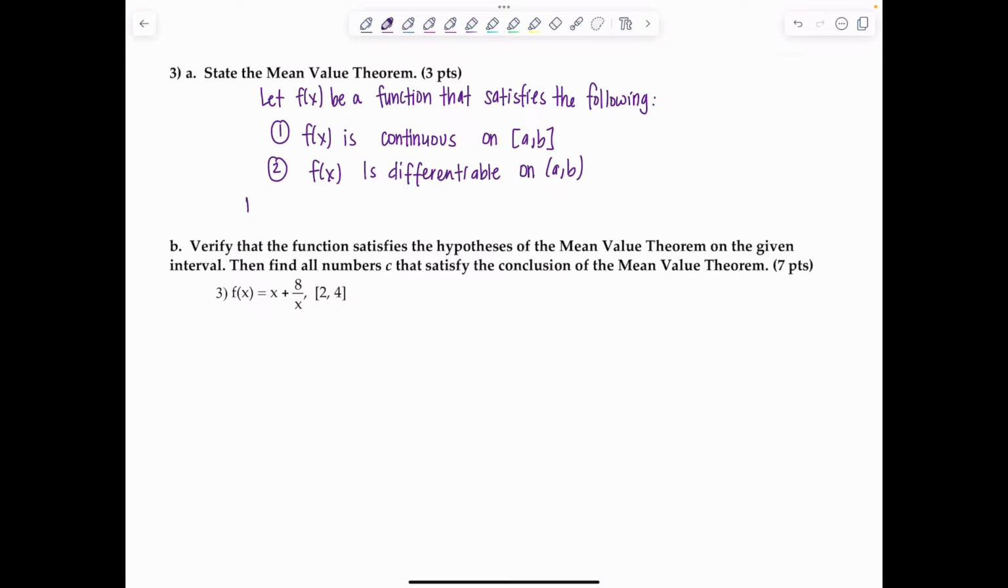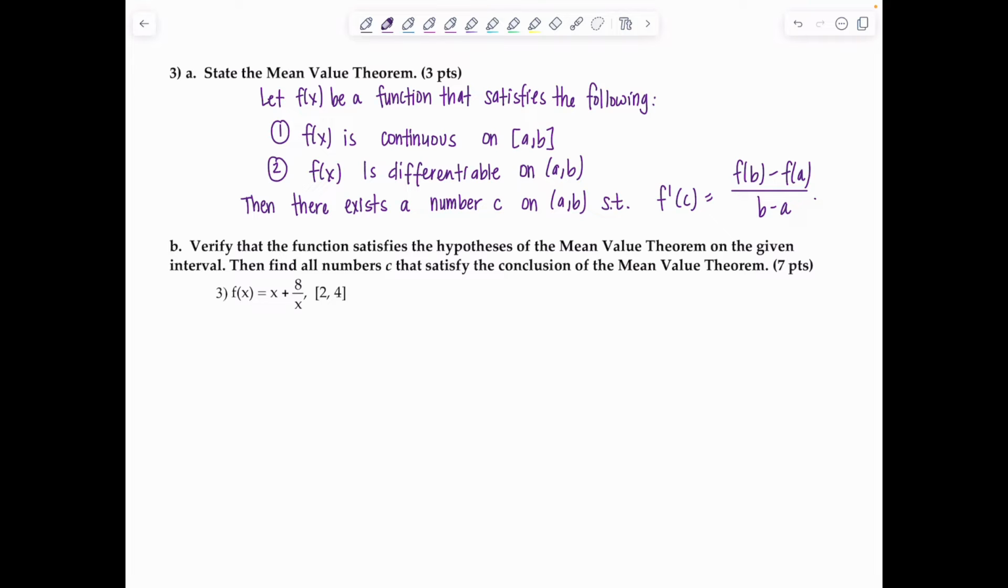If those two are satisfied, then there exists a number c on the open interval from a to b such that f prime of c equals f of b minus f of a all over b minus a. I did tell them they needed to know the statement verbatim for the exam, so they were warned. Make sure too that you remember the conditions.